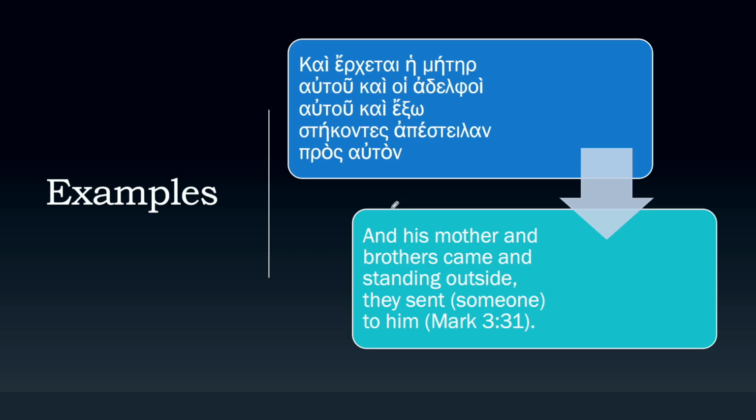Here's another example. Kai erchontai he meter autou kai hoi adelphoi autou, kai exo stekontes apesteilan pros auton. And they came, erchontai. The mother, his mother, and his brothers. So autou, so Jesus' mother and brothers. Autou, genitive, and outside they were standing, and they sent, apesteilan, someone to him. So you get the preposition plus an accusative. So pros plus the accusative, to him. So you have a genitive and accusative here. Genitives showing relationship, accusatives the direct object of the preposition.